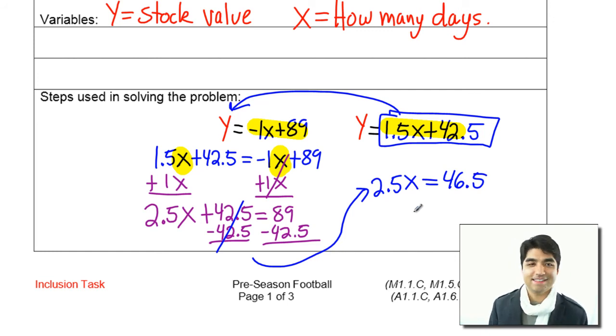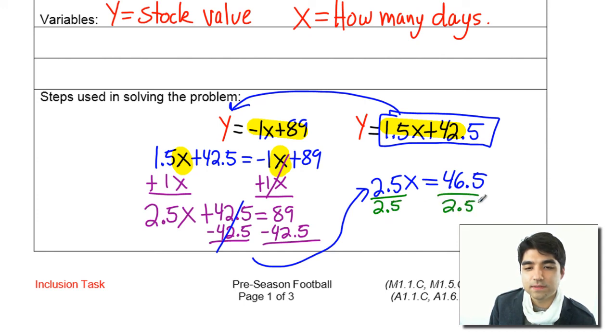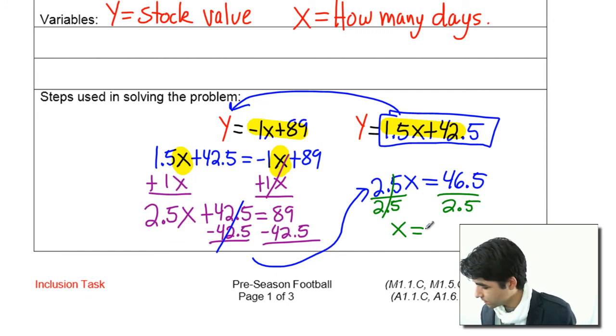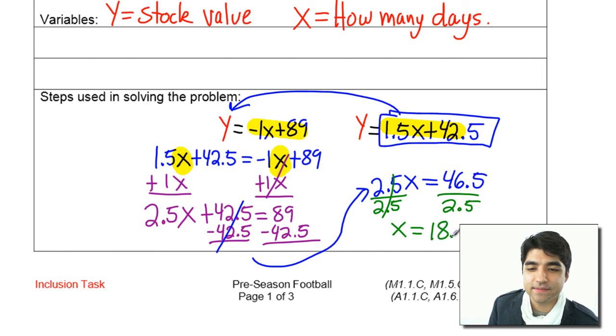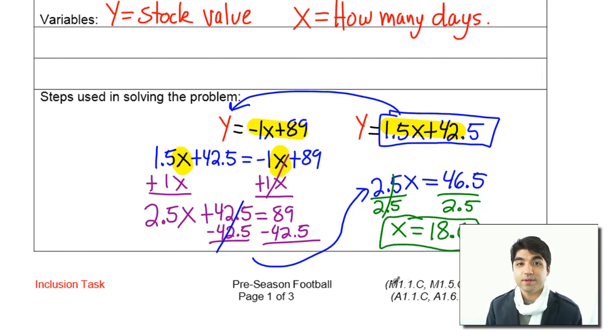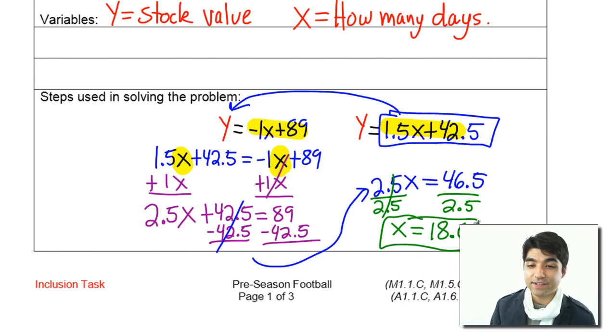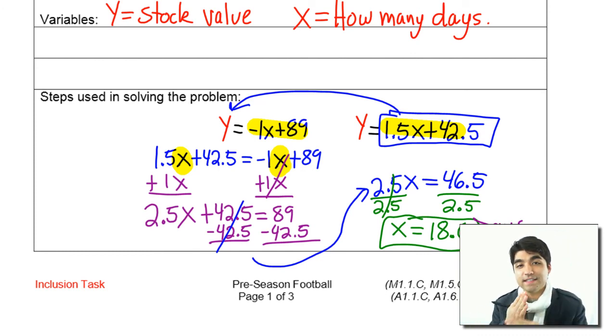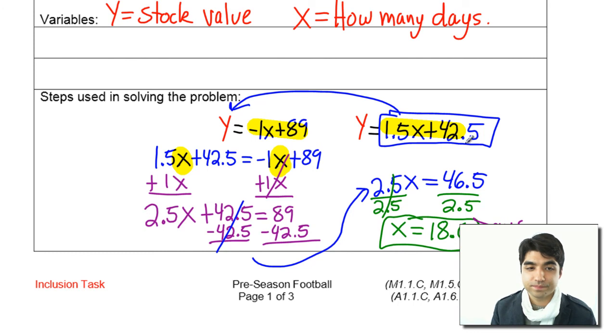Okay, now last step is that we need to divide by 2.5. And then x equals 18.6. So what does that mean? It's saying that after 18.6 days, the two stocks are going to equal the same amount.